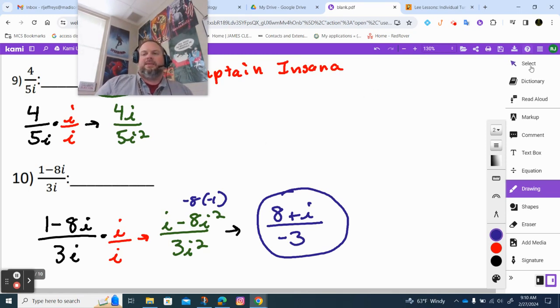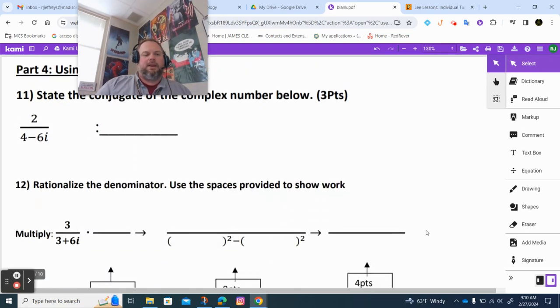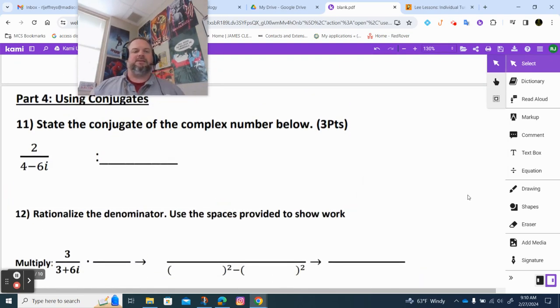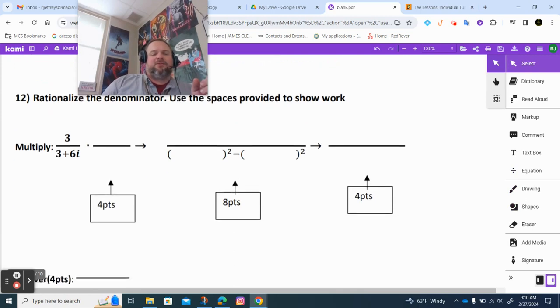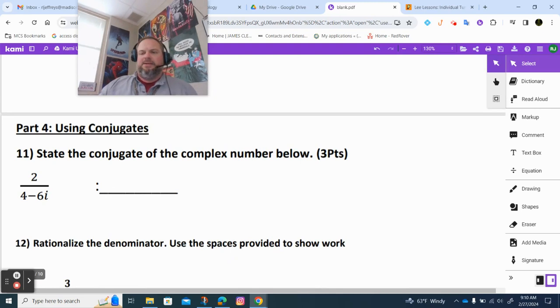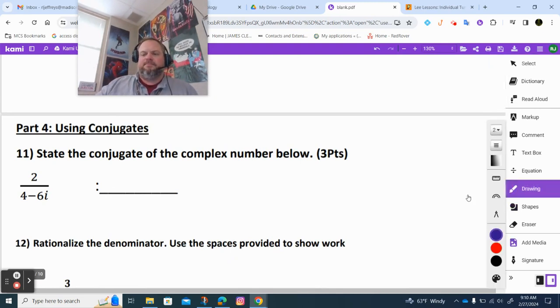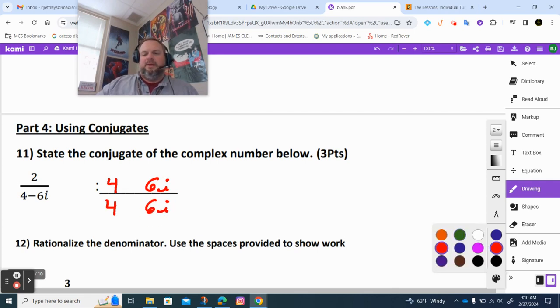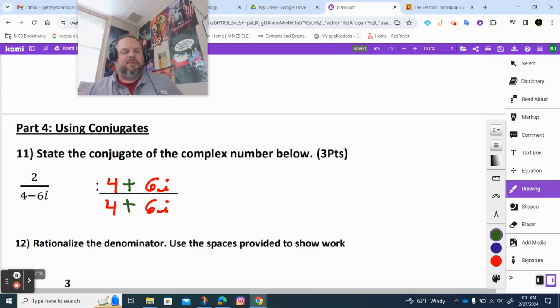All right. To the back. All right. State the conjugate. This problem may or may not stay because after I realized I was giving you points for actually putting that on there, that kind of didn't make sense. So our conjugate would be, and a plus right here.